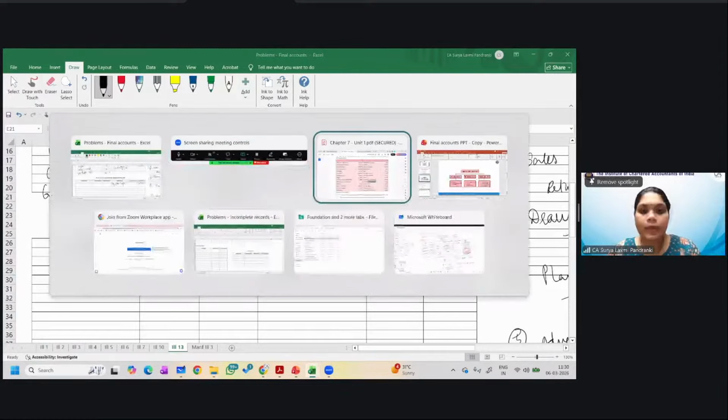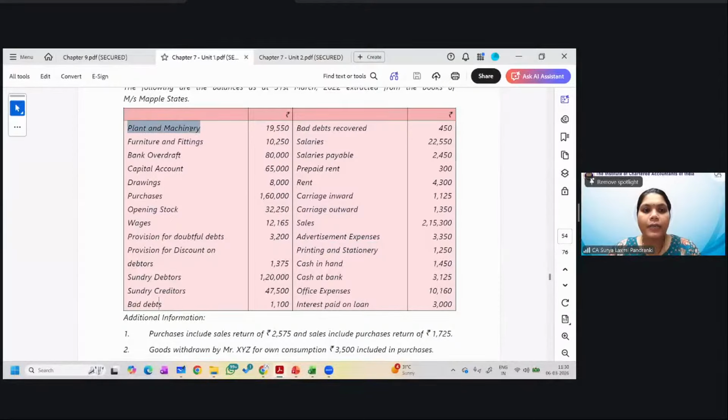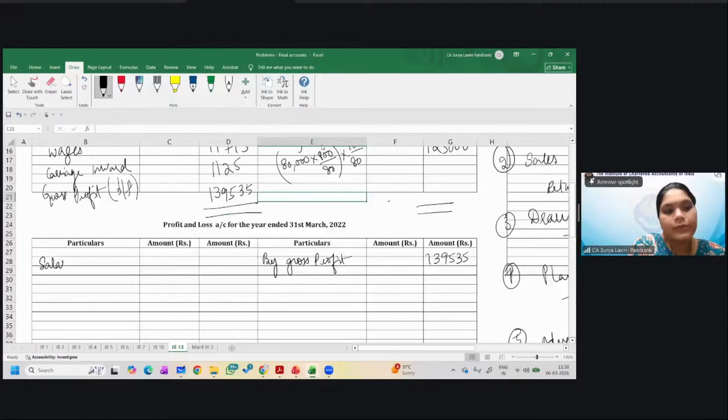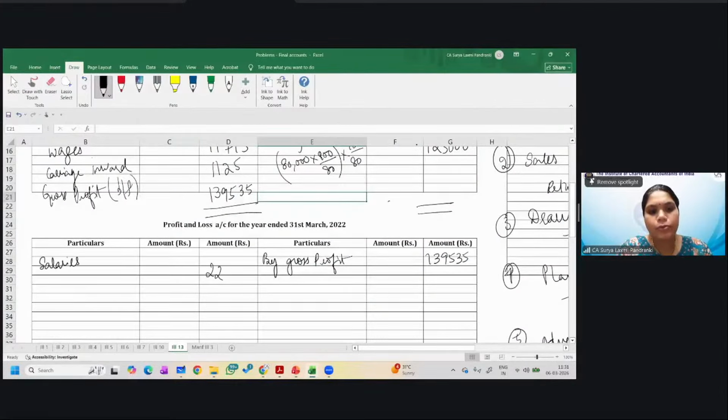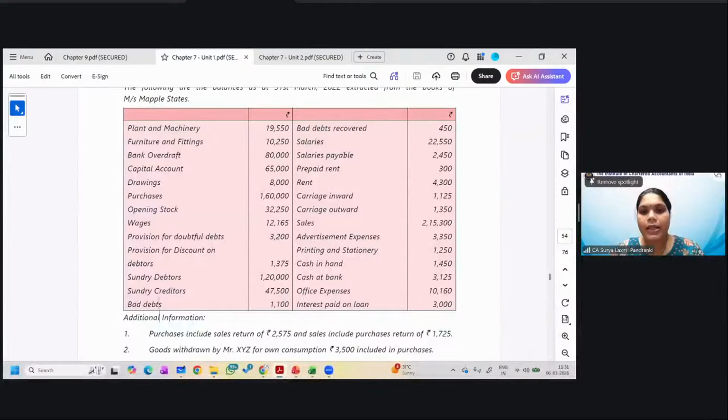Yes. Now let us start with the P&L statement. So plant and machinery will not come, furniture and fixtures will not come, bank overdraft, capital, drawings, purchases, nothing. All provisions will come. Debtors, creditors, bad debts. Okay, we'll start with salaries because that's the most prioritized thing. How much are the salaries we have? We don't have any adjustment for salary, so it is 2255 salaries. Okay. The next one is salaries payable.